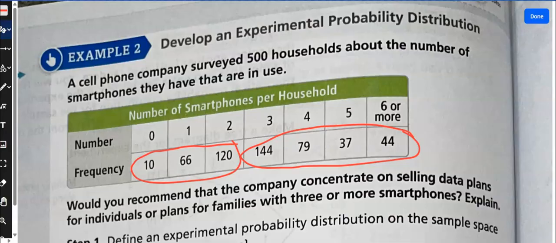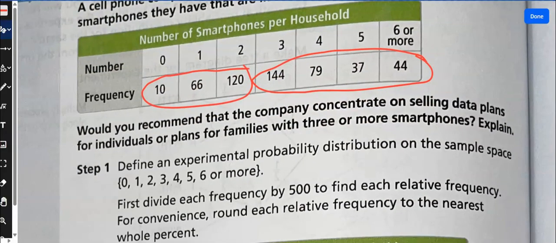Well, if we add the 3 over there, 10 plus 66 plus 120, we get 196. So there's 196 in this group out of 500. Now, what is 196 divided by 500? 0.392. And then, of course, if we go over to the other one, 144 plus 79 plus 37 plus 44, if I total those up, I get 304, which makes a whole lot of sense because those two things have to add up to 500, which means I didn't even probably have to do this.